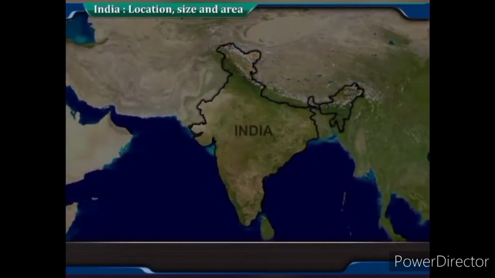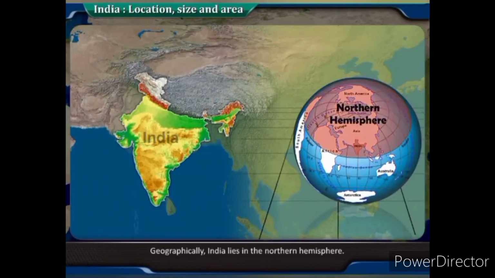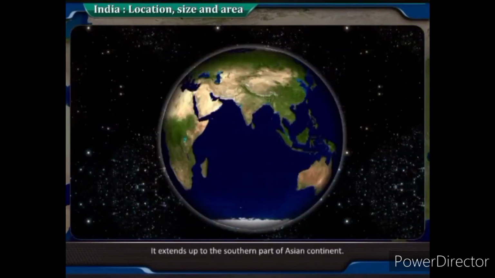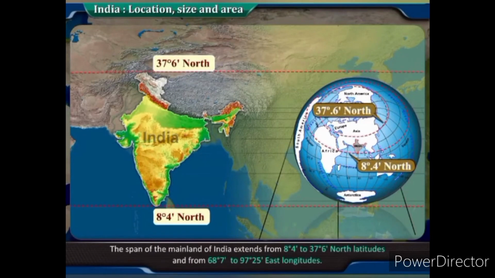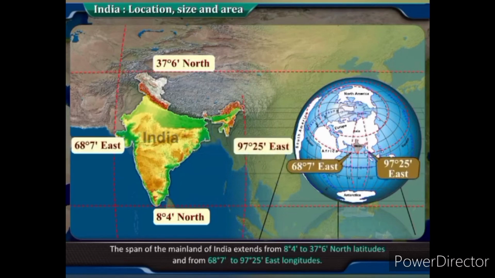India. Location, size and area. Geographically, India lies in the northern hemisphere. It extends up to the southern part of the Asian continent. The span of the mainland of India extends from 8 degrees 4 minutes to 37 degrees 6 minutes north latitudes and from 68 degrees 7 minutes east longitude to 97 degrees 25 minutes east longitude.